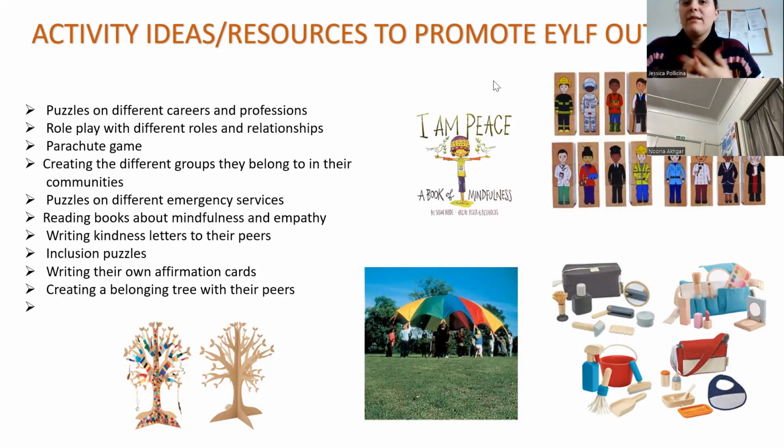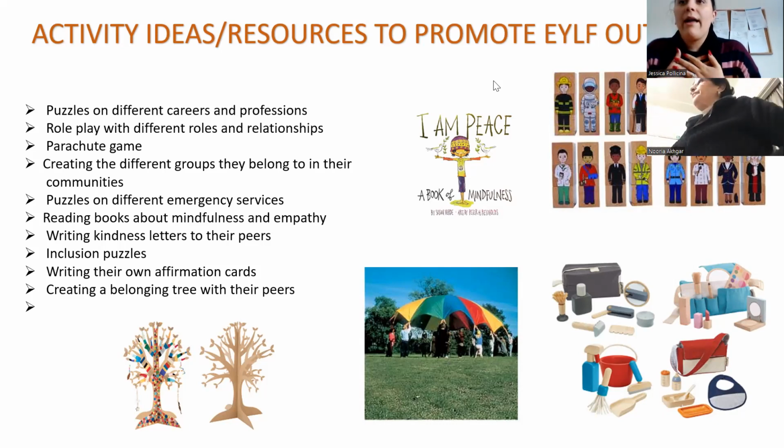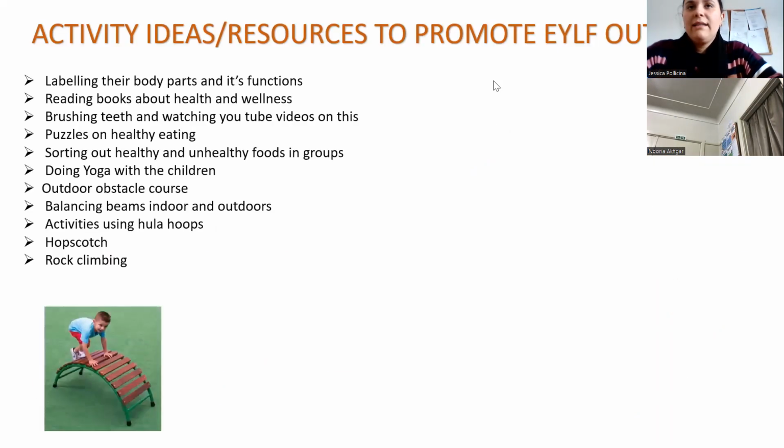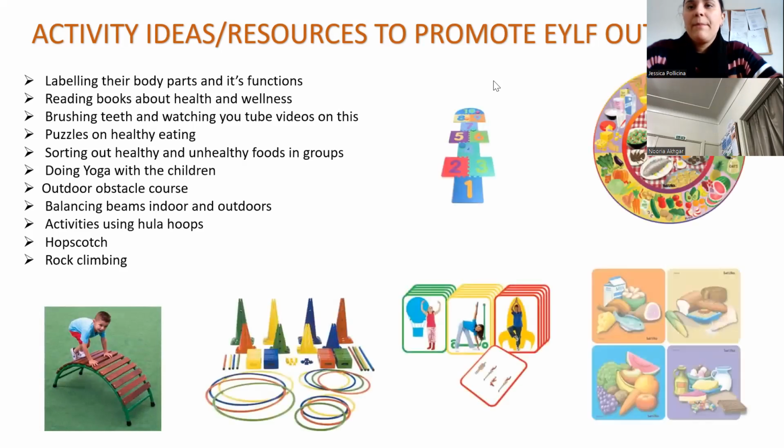Reading books about mindfulness and empathy, writing kindness letters to their peers, having puzzles on inclusion. Even a great one is getting the children to write their own affirmation cards. I am brave, I am calm, I am resilient, I am strong, I am kind. They are great affirmation cards that you can get the children to write. And then you can always keep coming back to them as well. You can create a belonging tree, as you can see at the bottom of the PowerPoint, and you can add all of the different cultures of the children. And you can also add the children's other family members, their cultures as well. That's a great one.